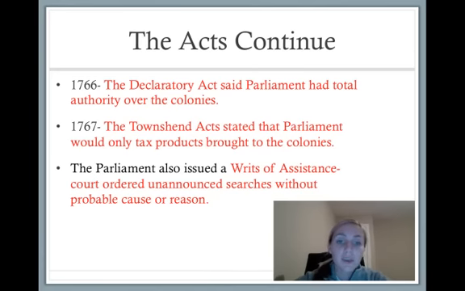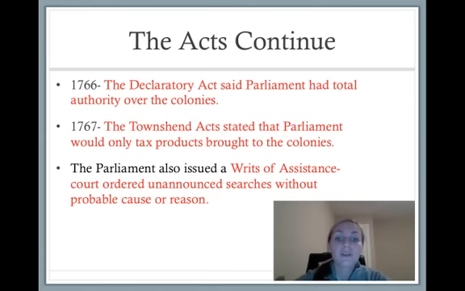The Townshend Acts were passed in 1767, and it stated that Parliament would only tax products brought to the colonies. So they wouldn't tax anything that was taken out, but that meant that it affected the colonists more so and not the British, because anything that they brought in was taxed.